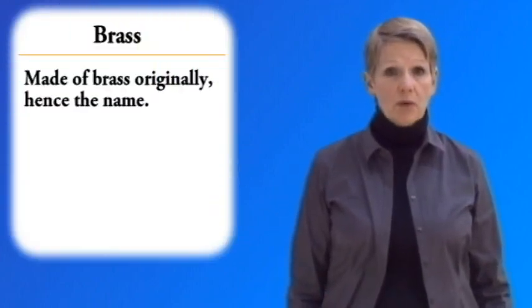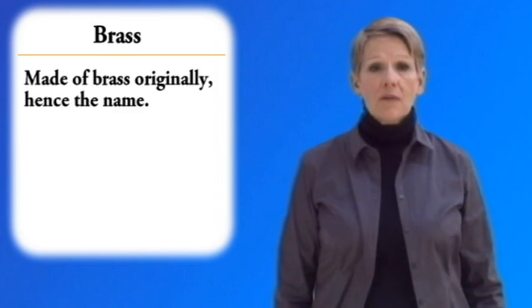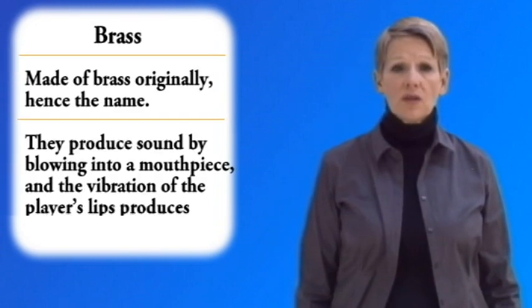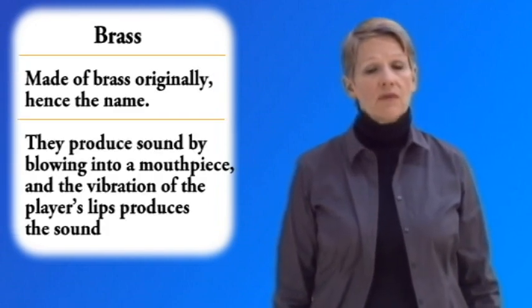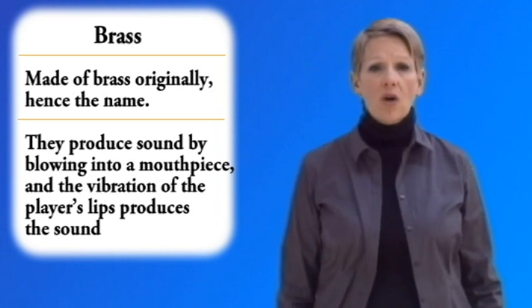The next division of the orchestra is the brass, made of brass originally. They produce sound by blowing into a mouthpiece, and the vibration of the player's lips also produces the sound.